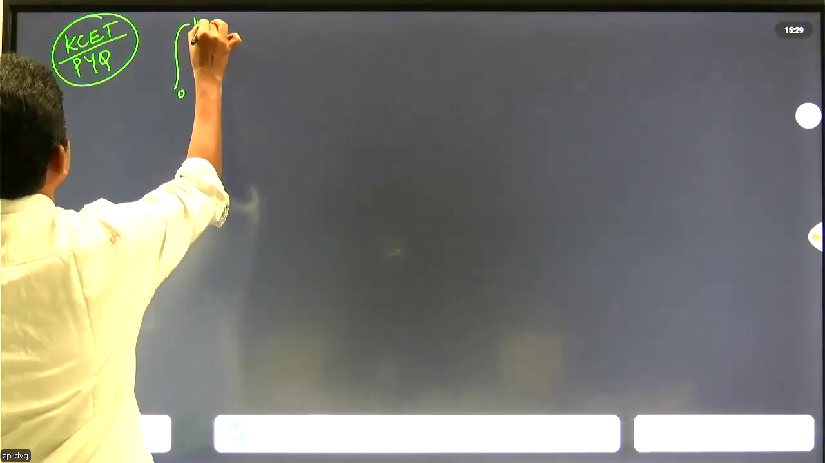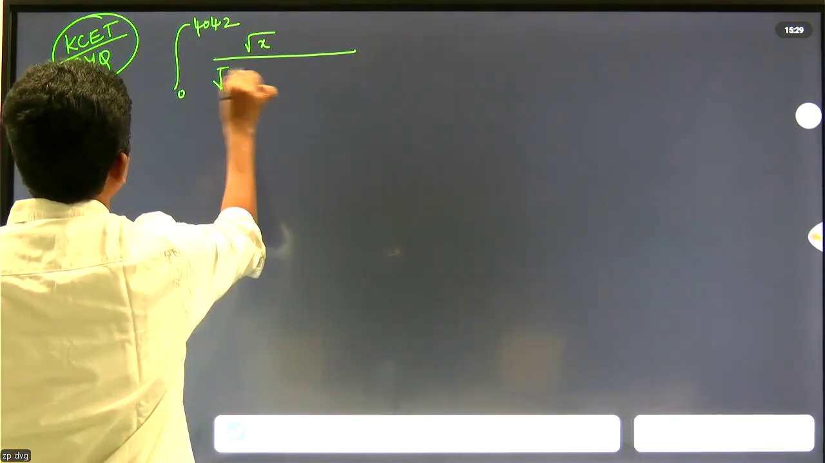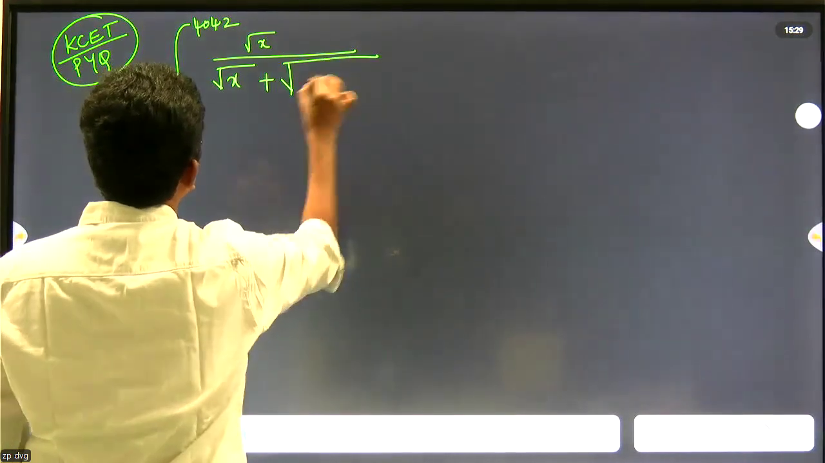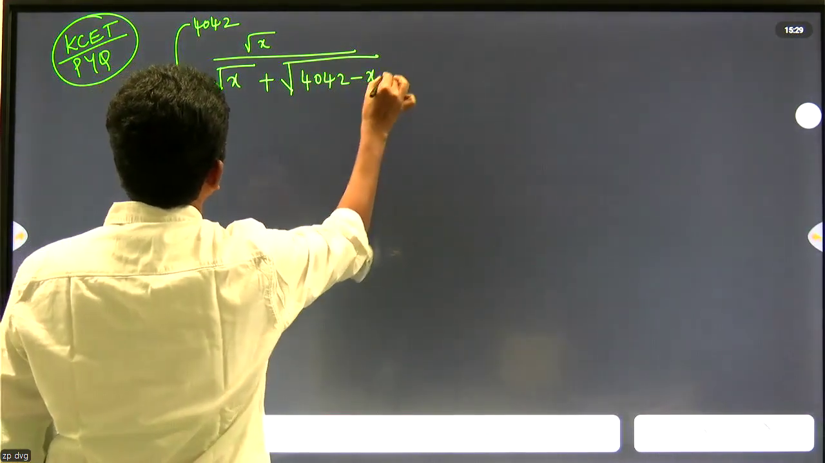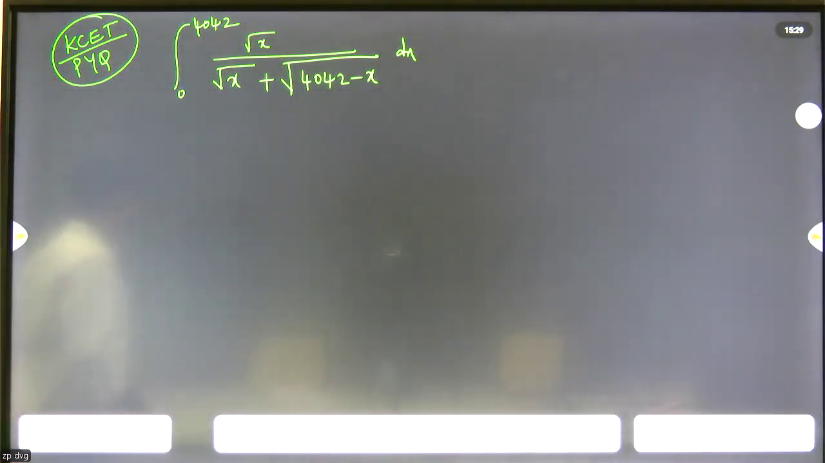Next, this is a recently given KCET PYQ, previous year question. Okay, integral of 0 to 4042, root x divided by root x plus root 4042 minus x dx. Right? This is the question. How to do this problem?